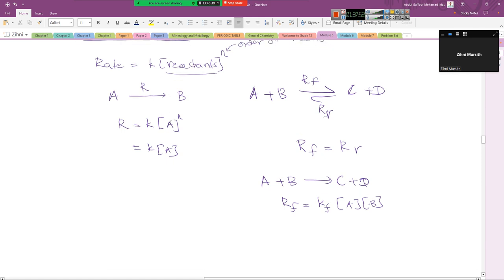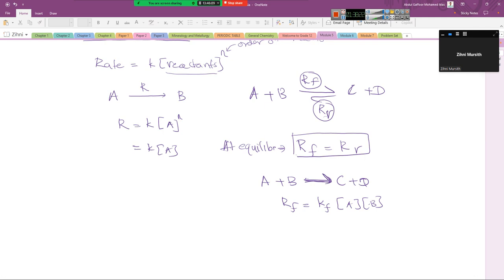What I have done is I have taken a reversible reaction where we have RF as the forward reaction rate and RR as the reverse reaction rate, right? Now at equilibrium, we know this is what we studied at the beginning, RF should be equal to RR, right? Now if I consider the forward reaction, RF is equal to KF into A into B. Do you agree with this?